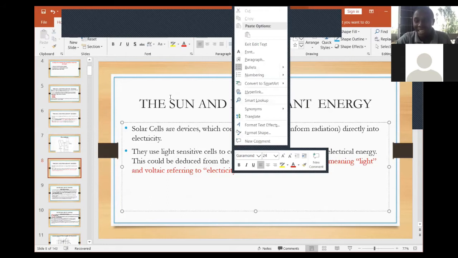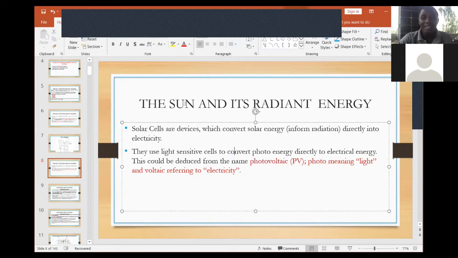All right, we are still continuing. Solar cells are devices which convert solar energy in the form of radiation directly into electricity. Now I need to explain what the key word here is: directly.